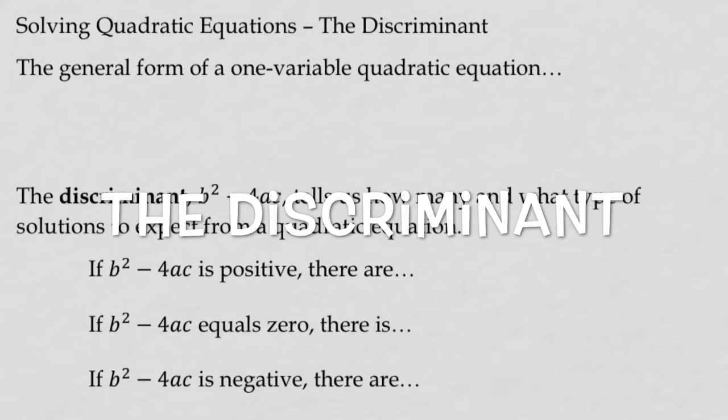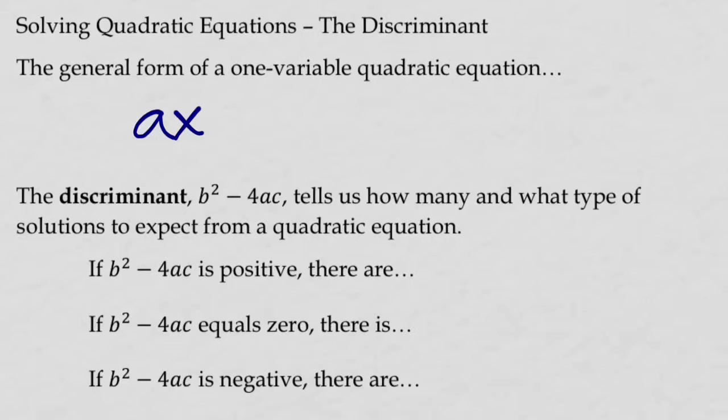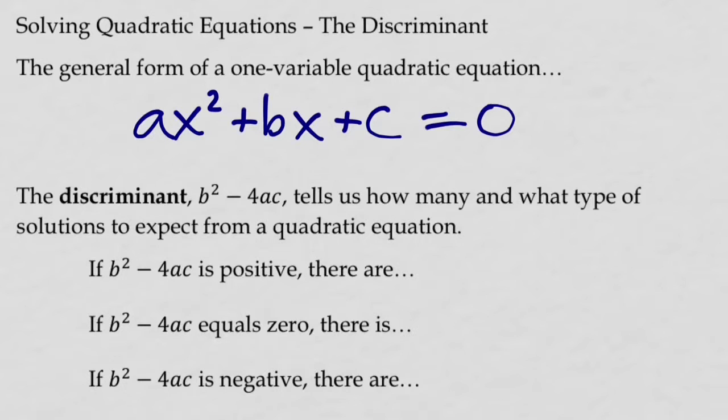The general form of a quadratic equation is ax squared plus bx plus c equals 0, where a, b, and c represent constant numbers and x is the variable. We can understand a lot about the equation if we analyze the values of a, b, and c.